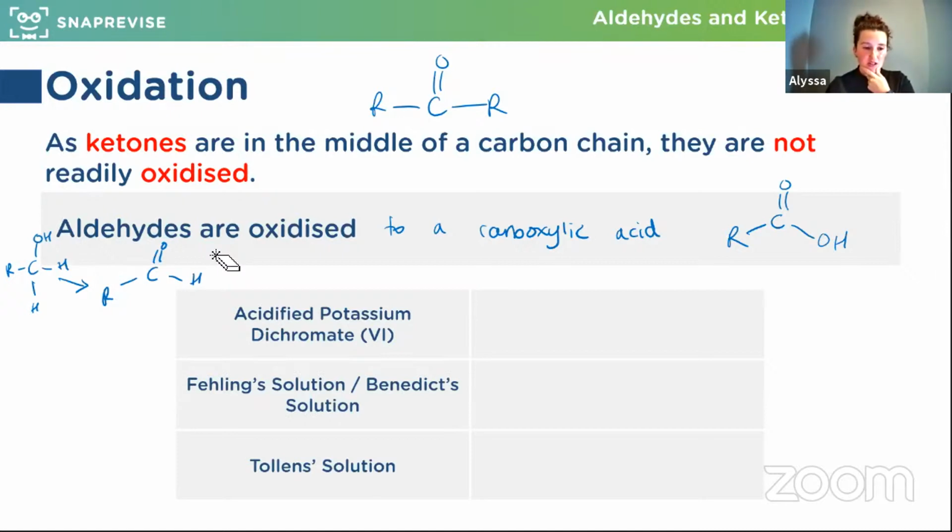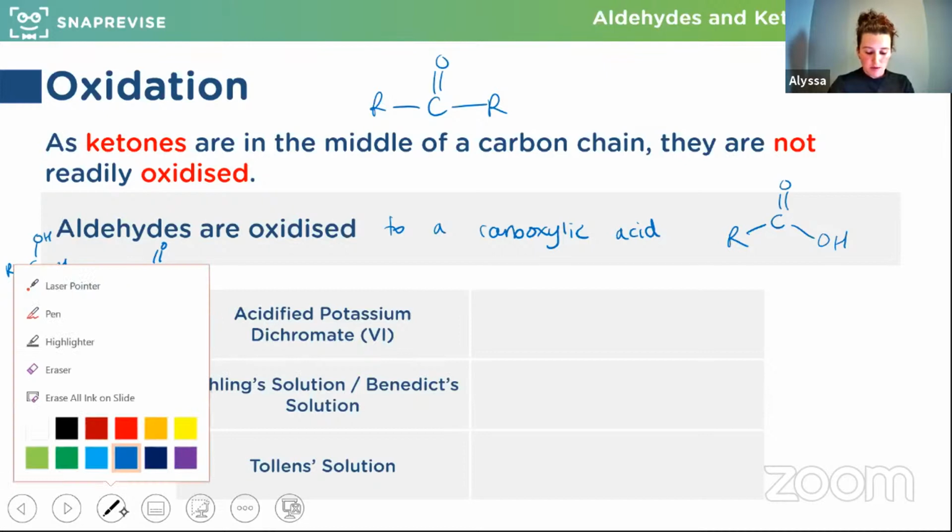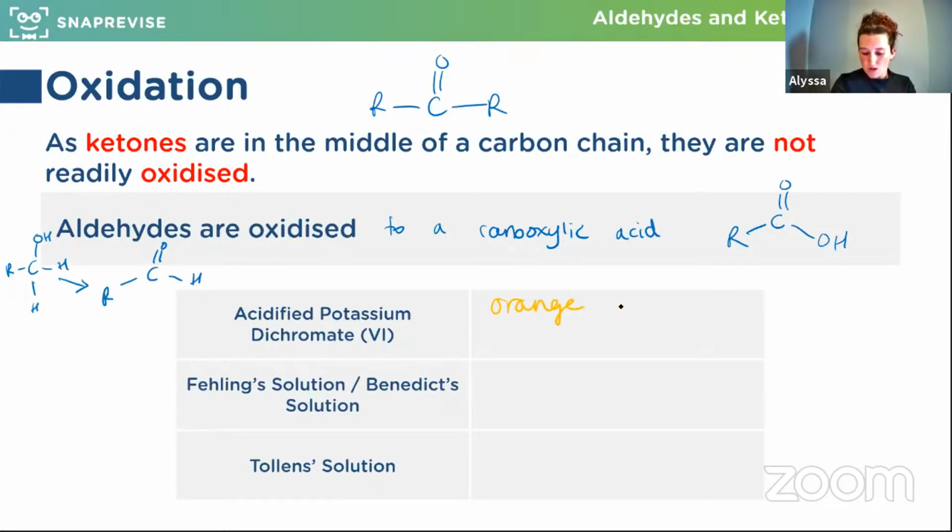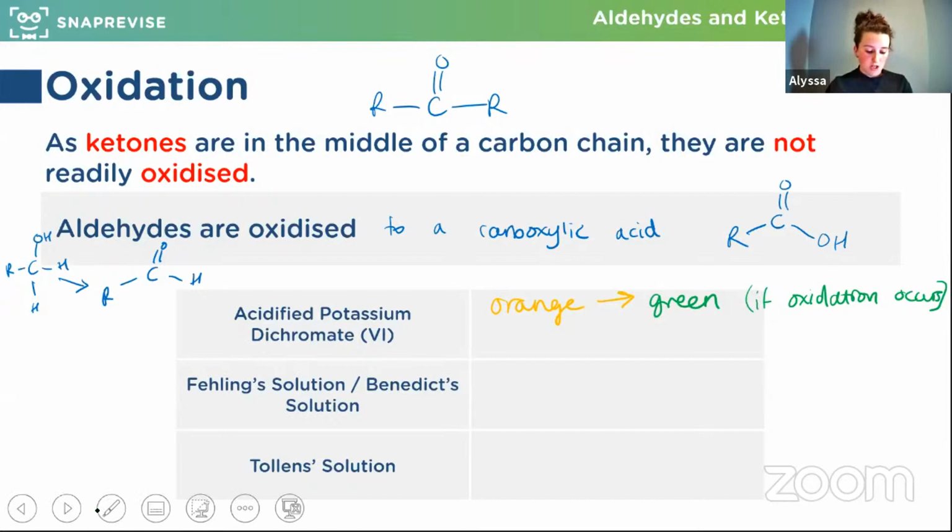We'll start with acidified potassium dichromate. Lovely, good. It's orange to green. If oxidation occurs, it goes from orange to green. If no change happens though, then no oxidation has occurred. Therefore, if we've got a ketone and we try and oxidize it, then we will see no change because it won't oxidize.